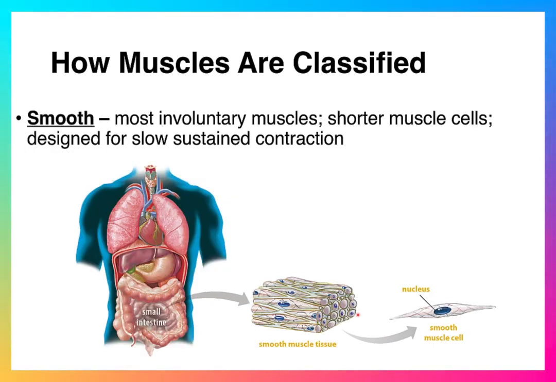Now, as I said, the involuntary muscles are called smooth muscles. They are shorter muscle cells, and they are designed for more sustained, powerful contractions. They take longer to recover, but they're able to contract for long periods of time if necessary.